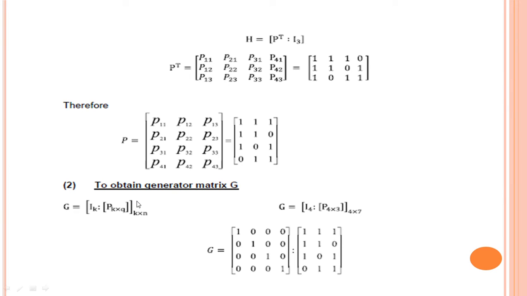Second, we are going to obtain the generator matrix from the submatrix. The generator matrix is given by the identity matrix followed by the submatrix. The identity matrix here is 4 by 4: 1000, 0100, 0010 and 0001, followed by the submatrix 1110, 1101 and 1011. So by means of the transpose submatrix we find the submatrix, and from the submatrix we obtain the generator matrix for the code vector.